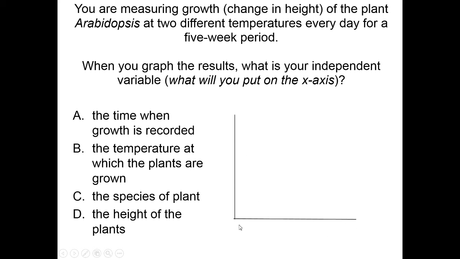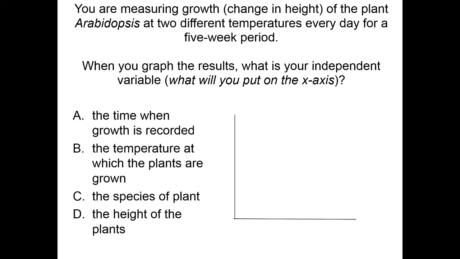But what will you put on the x-axis? We have 2 different things that we can put. We have temperature. That's something that we are controlling for. And we're measuring them every day. That's also something we're controlling for. So is it temperature, the temperature at which plants are grown, or is it the time when growth is recorded?